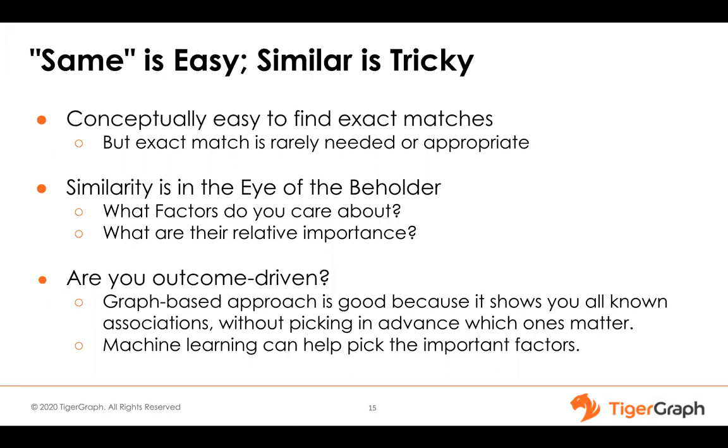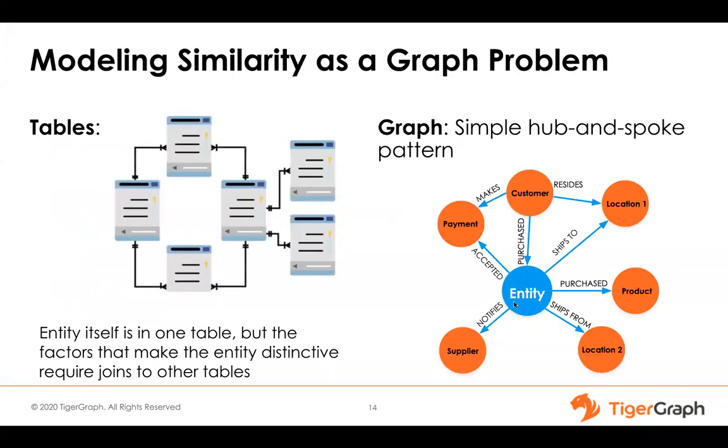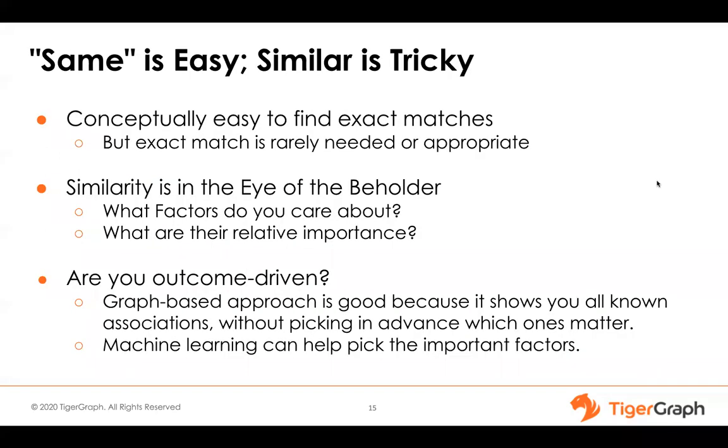So then you look at, okay, what factors drive that outcome? That sounds like a machine learning problem. And so you can use this in combination with machine learning. But the graph-based approach in general is great for this because it easily shows you all the known associations. So you don't know which ones matter yet, but you've got all of them at your fingertips. Again, remember that hub and spoke model. There's my entity. There are all the activities that surround that person, and you can go 2 levels deep. You can go 3 levels deep, but there's everything you know.